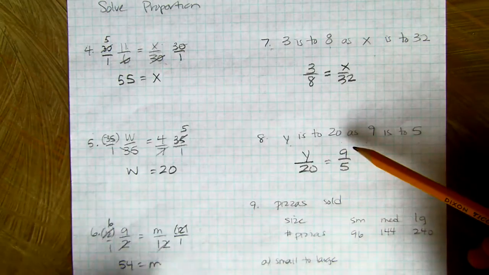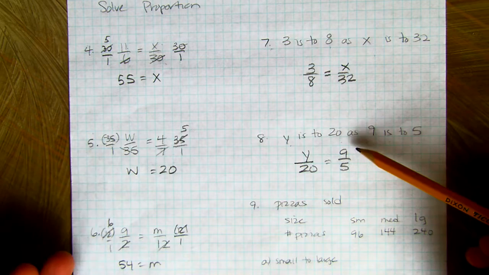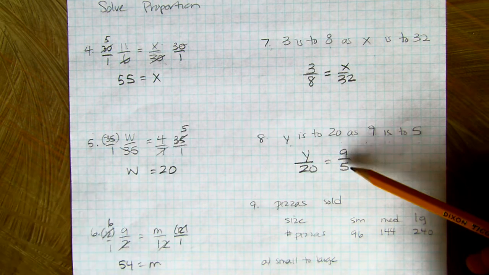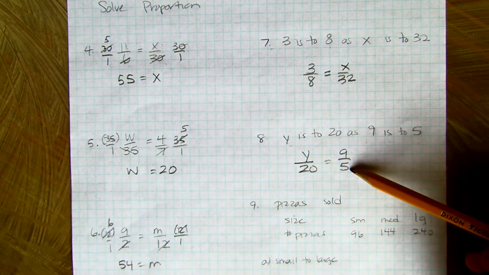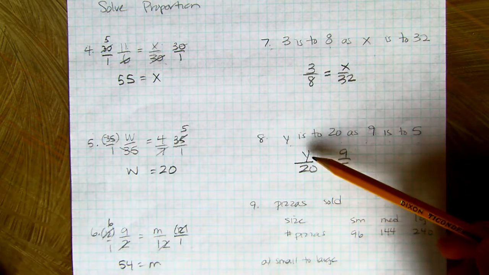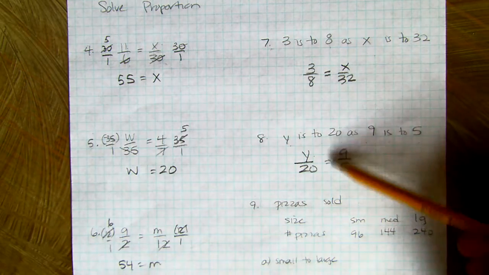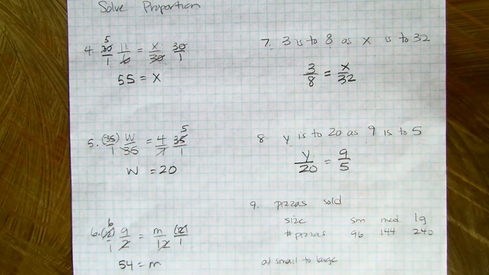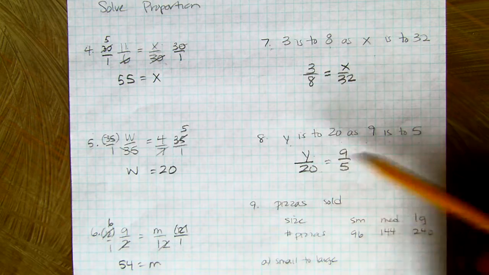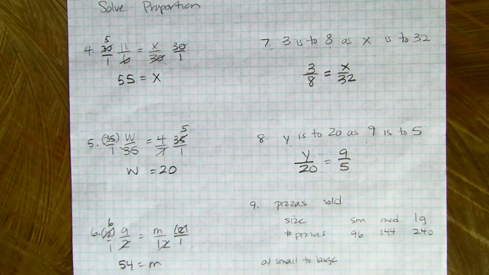So if I knew that the ratio of boys to girls in a class was 9 to 5, and there were 20 girls in the class, how many boys were there in the class? So I know the ratio in simplest form is 9 to 5. So I want to equate that. If I know the number of girls is 20, how can I find the number of boys?